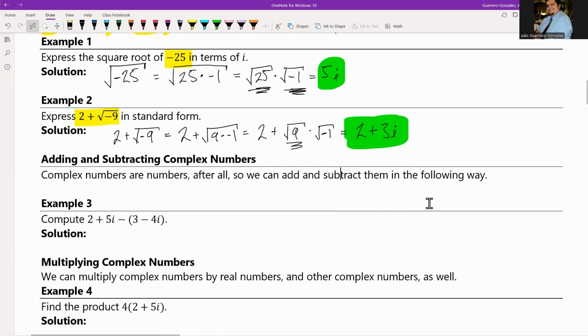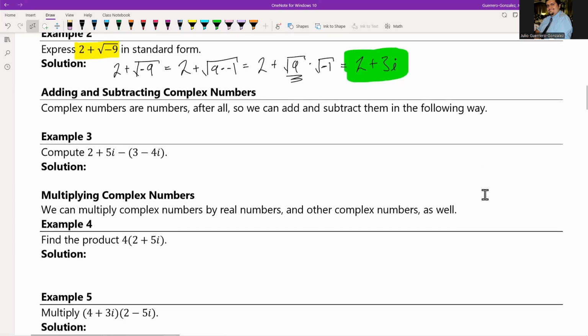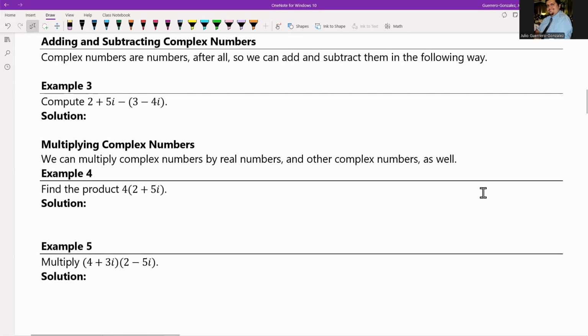Adding and subtracting complex numbers. It really just is like when you solve an equation. Treat the i as a variable. If it has an i, you can add and subtract them together. If it's just numbers, you can treat those the same way as well. So for example, let's say I wanted to add, or in this case, subtract these two complex numbers.